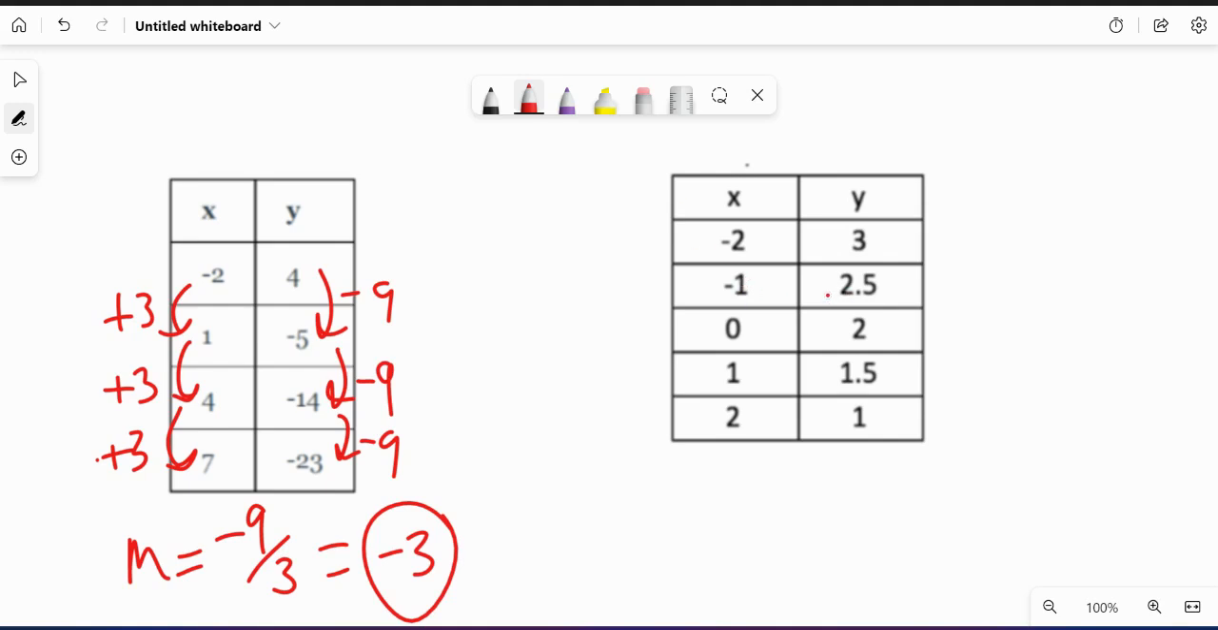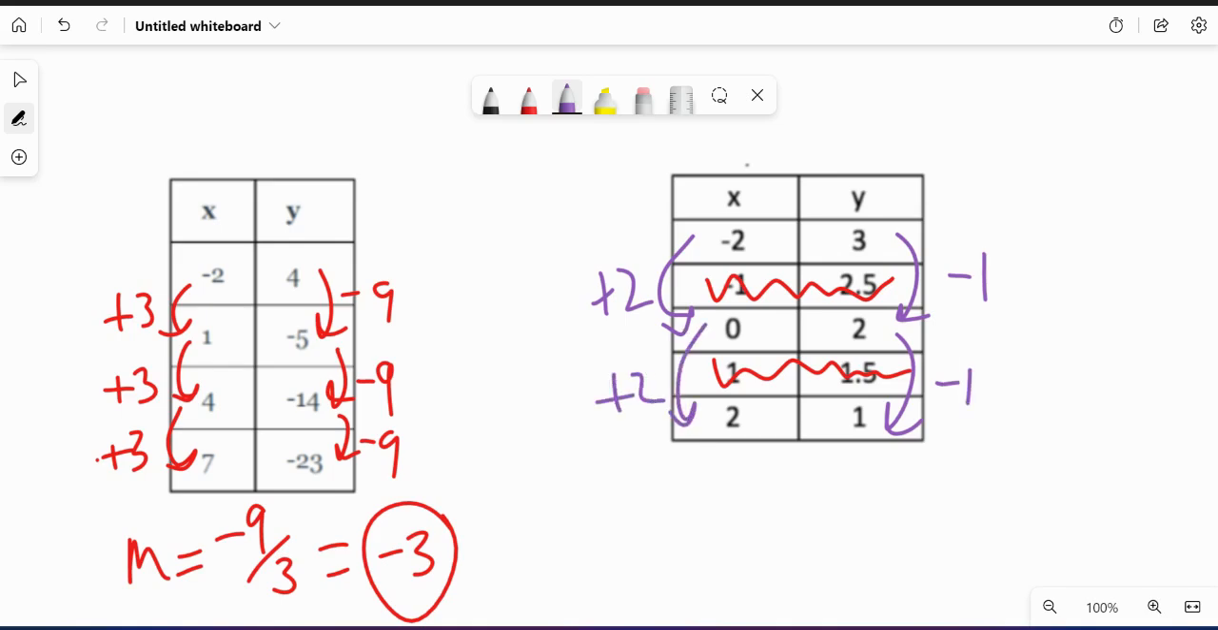Now with this one, we've got some decimals here. I just ignore the decimals. It's okay to skip over points. So this 3 to 2 goes down 1. Negative 2 to 0 goes right 2. Same thing here. Down 1, right 2. So your slope is negative 1 over 2, which is actually negative 0.5. This is going down 0.5. This would be the same thing as this. I would accept both answers.